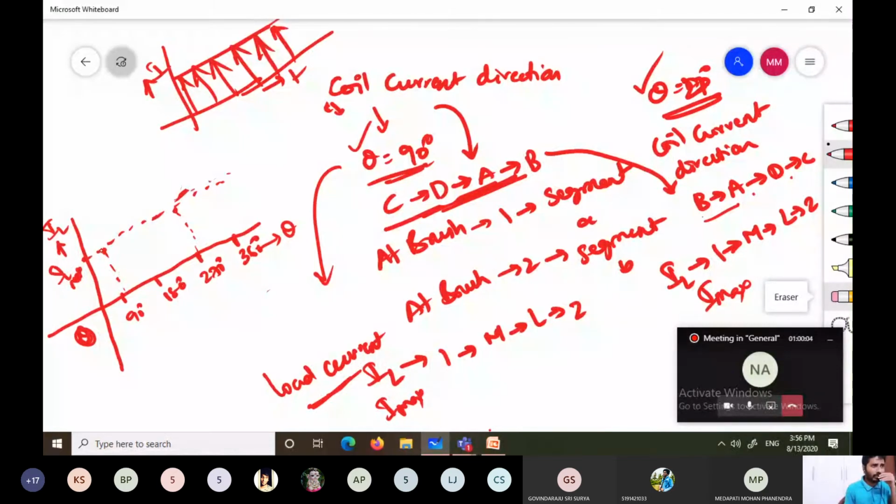What happens to the magnitude of the load current? IL max. At 270 degrees also it has a magnitude of IL max. So there is no change in the magnitude value. That's why it is called a direct current. Now in this particular case, at 0 degrees, what is the load current value? 0. At 180 degrees, what is the load current value? 0. At 360 degrees, what is the load current value? 0. So now join the points.